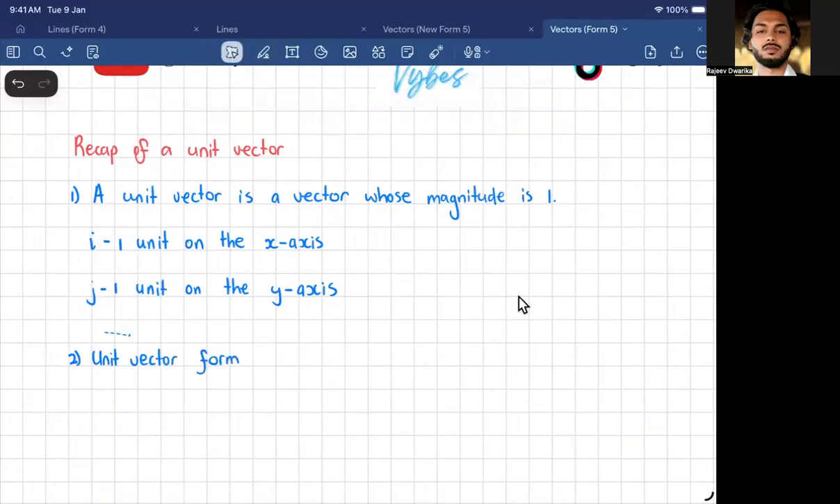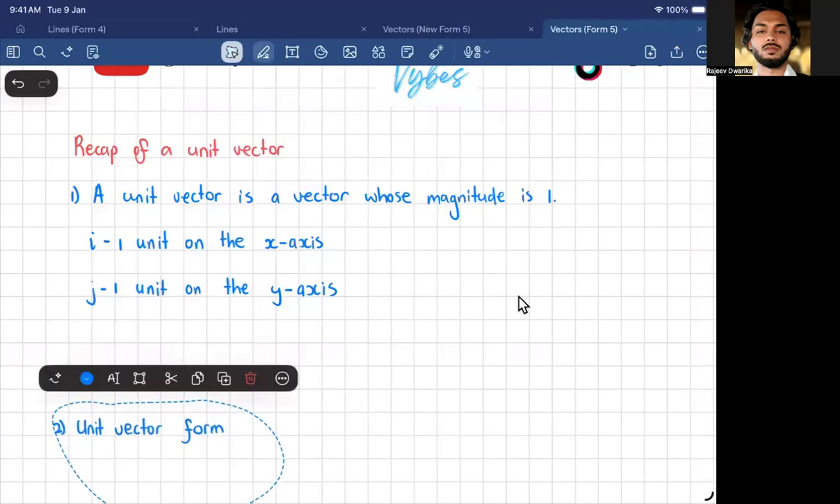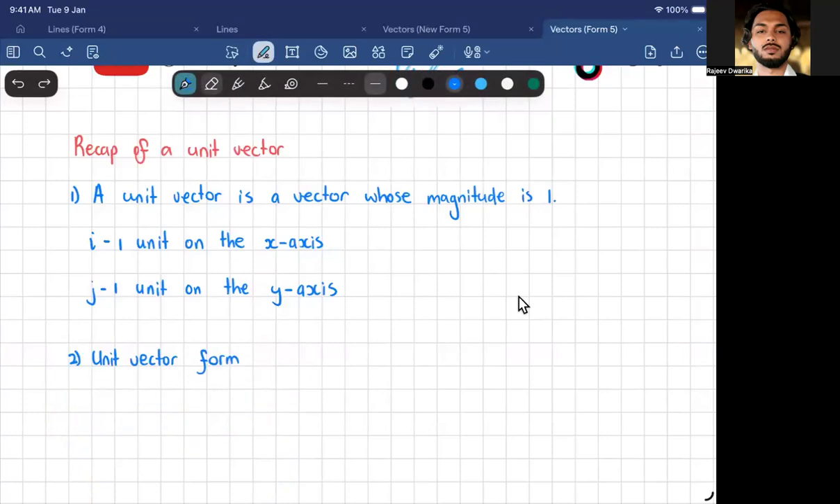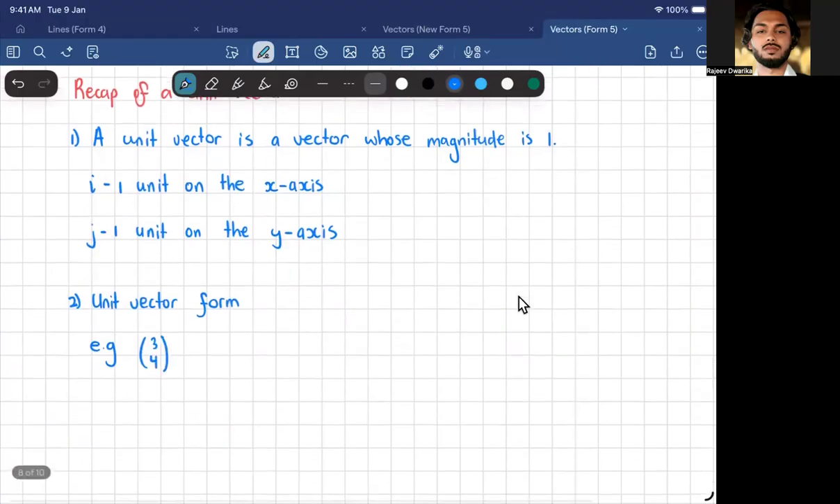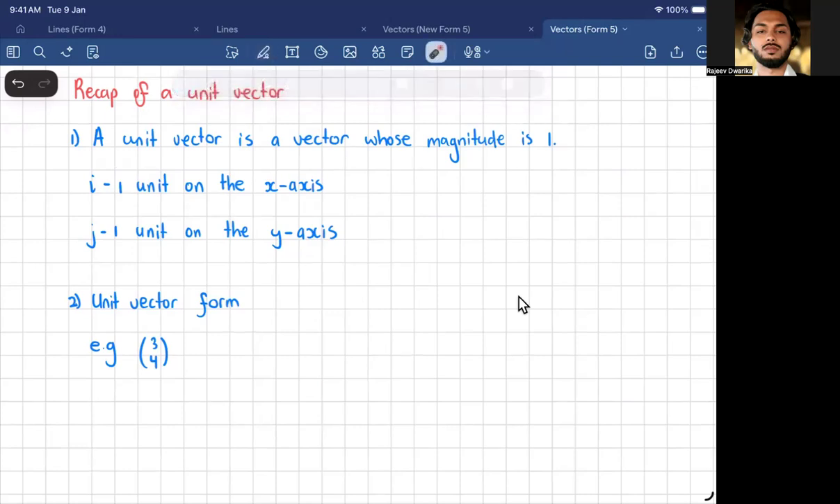Speaking of which, I'll put the unit vector form as a third heading. Let's just say we had a vector (3, 4). What form would that be in, guys? Is it in the unit vector form, the column vector form? I'm not hearing anybody. Sky, what does this look like? We call this the column vector form.